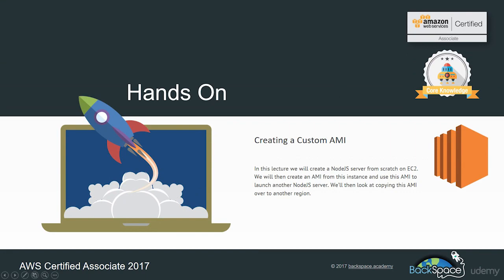In this hands-on lecture on creating a custom AMI, we're going to be creating a Node.js server from scratch using the EC2 service. So we're not going to be using a pre-baked AMI. Before we use the Backspace Node.js AMI, we're going to be making this from scratch. So we're going to launch an EC2 Amazon Linux instance, and then we're going to put the software that we need on that instance, and then we're going to create an AMI from that instance, and then we'll use that AMI to launch another Node.js server. And then we'll also look at copying this AMI over to another region.